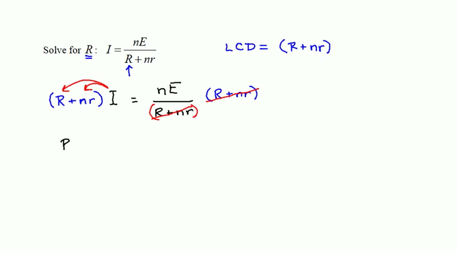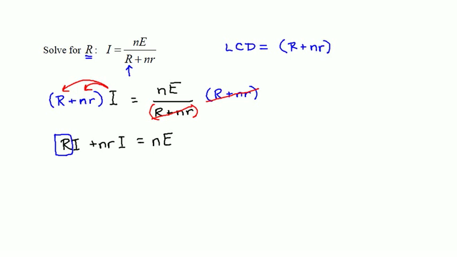So this is going to be big R big I plus little n little r big I equals, on the right hand side, little n big E. Now I'm going to start focusing on the variable that I am solving for, and that is big R.